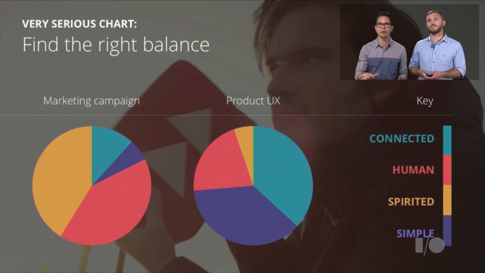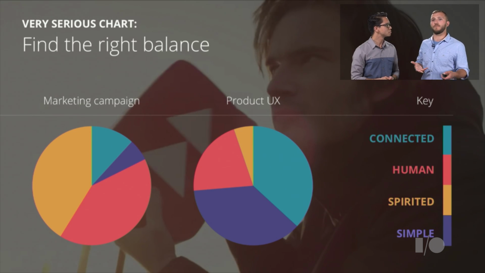So take the marketing campaign. All four are present again, but we want like a supersized helping of spirited and human. That's the yellow and the red pieces of the pie. And then connected and simple are there, but they might be side dishes, but they're still at the table. Right. So these are actionable brand principles. Yep. Awesome.